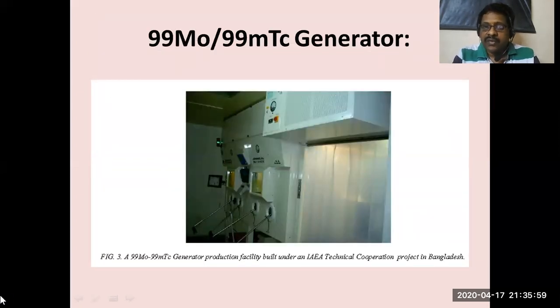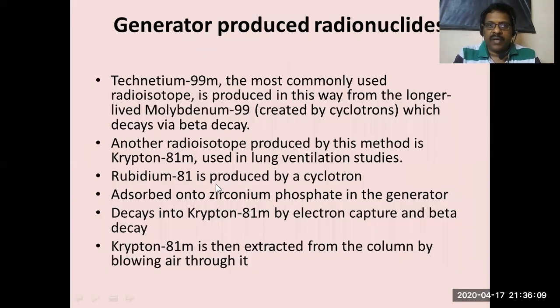So this is the actual picture of the generator, how it will be. This is the one. In this, molybdenum will be present, and technetium daughter molecules are generated. Then generators produce radionuclides. For example, technetium-99m, which we have seen, the most commonly used radioactive isotope, is produced in this way from the longer-lived molybdenum-99.